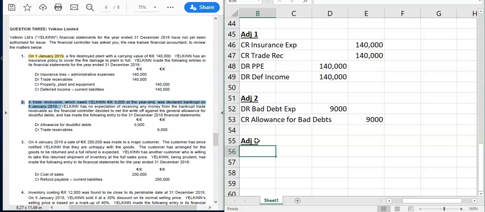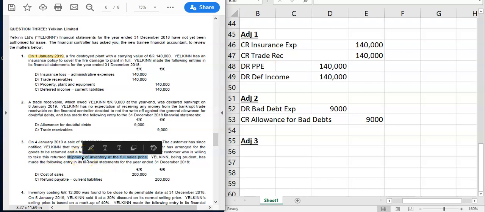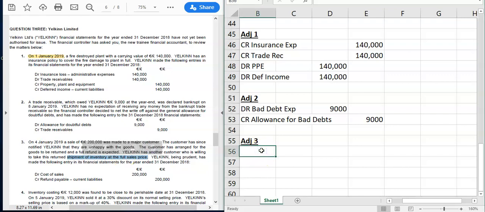Right? The sale and the subsequent sale were after the year end. So none of this happened in 2018, therefore there should be no adjustment in 18. It's not as if the inventory has to be written down, because you know you'll be able to sell this at full price to someone else. So it's not an indicator of inventory being written down, because you can sell it at full price to someone else. So this is just a completely unnecessary adjustment, and all you do is reverse it. You're going to debit refund payable, and you're going to credit cost of sales. And that's your adjustment, 200,000, 200,000.